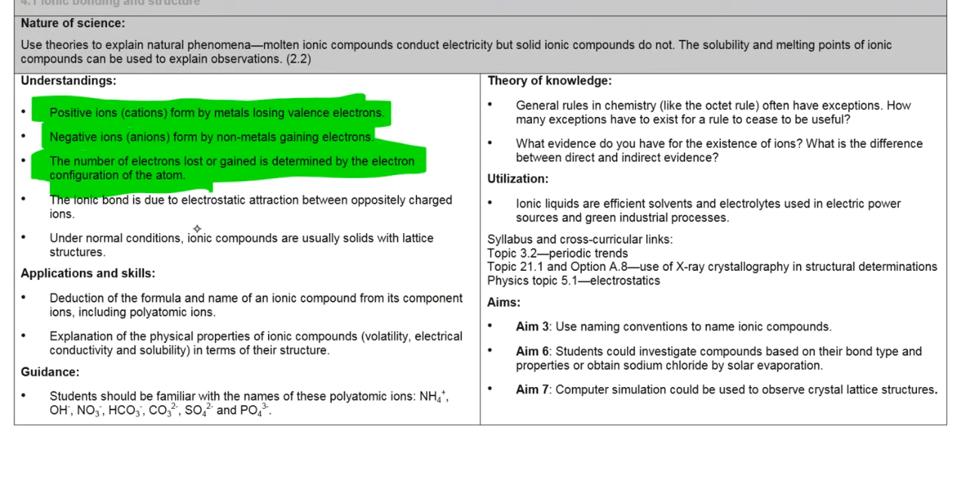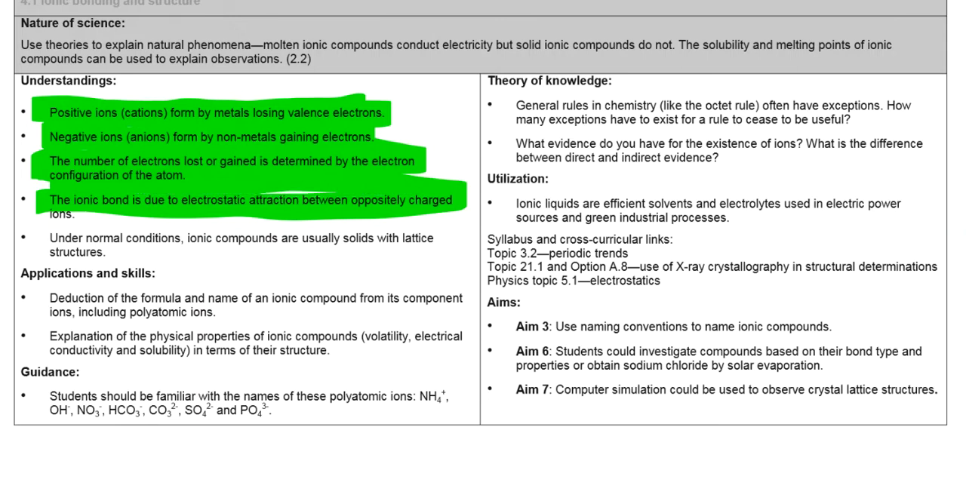The ionic bond is due to the electrostatic attraction between oppositely charged ions. This is a really popular defined question in paper 2s. So ionic bonding is due to the electrostatic attraction between oppositely charged ions, or anions and cations. It's a really important definition you have to commit to memory.